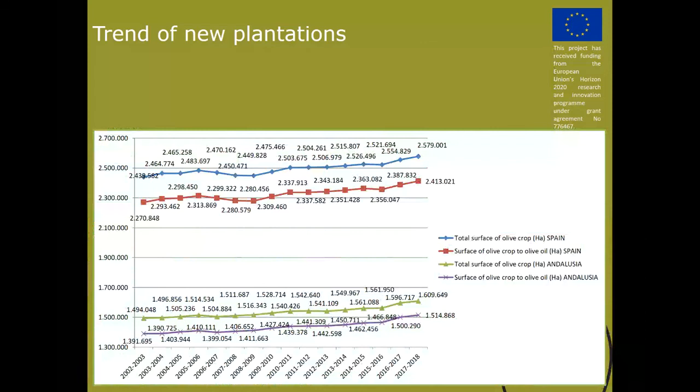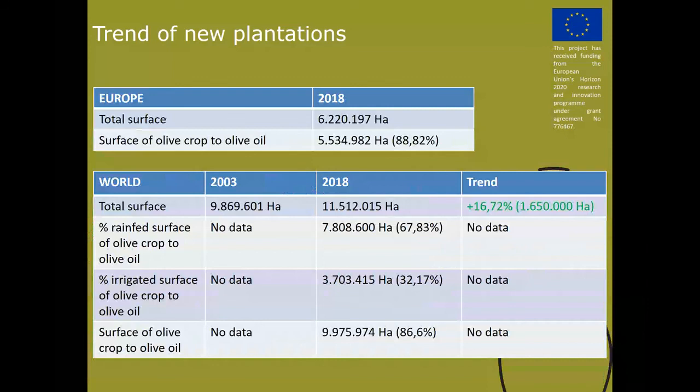This is the same information in a graph, and you can see all the last 15 years. Next. In the same direction, this is the trend of new plantations in Europe and the world, but in this case we don't have much detailed information on it. Next, please.